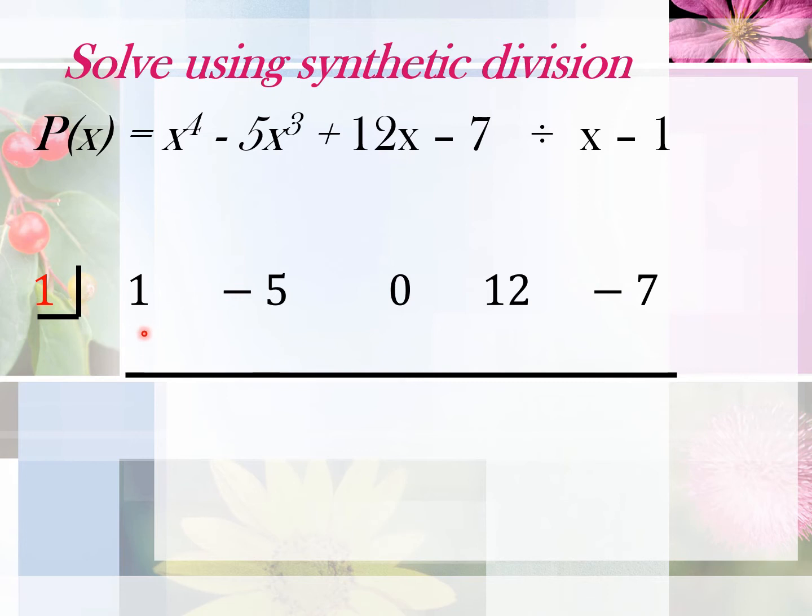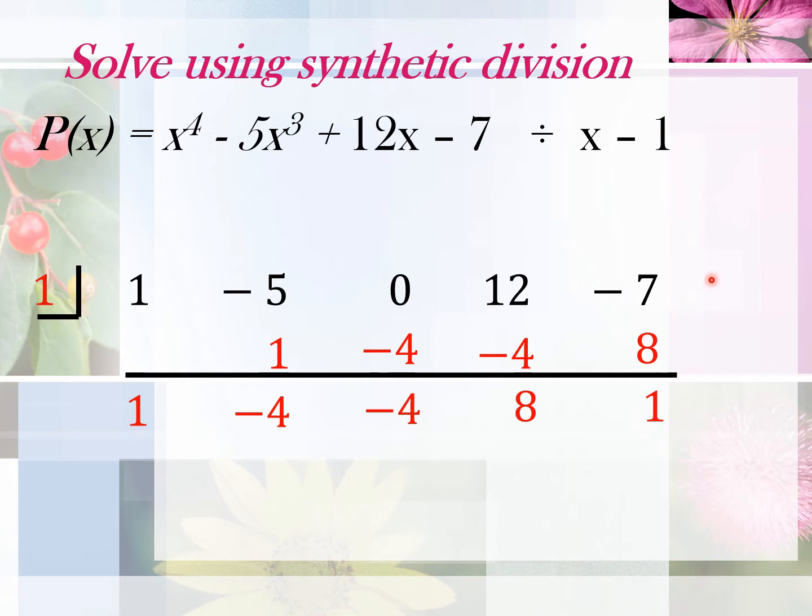Proceed tayo, bring down 1 sa third row. And then multiply. 1 times 1 is 1. Add negative 5 plus 1 is negative 4. Negative 4 times 1 is negative 4. Then add again. 0 plus negative 4 is negative 4. Multiply again. Negative 4 times 1 is negative 4. Add again. 12 plus negative 4 is 8. And 8 times 1 is 8. And add again. Negative 7 plus 8 is equal to 1.